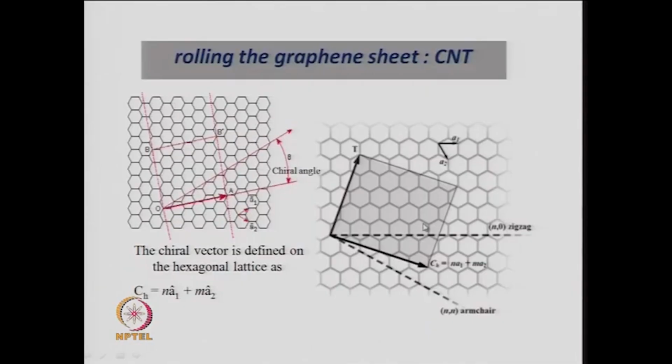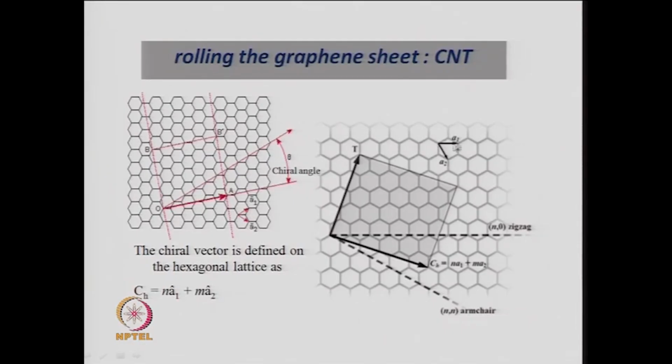So, here is an example. This is the general vector, the definition which we gave with n a1 and m a2, but if you take particular values of n and m, for example m equal to 0, that means the chiral vector c depends only on a1, that means it will be in line with the a1 axis.